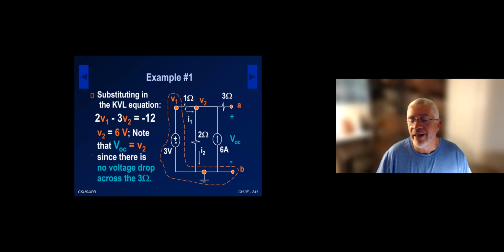And you can show that V2 is actually equal to VOC because there is no voltage drop across the 3 ohm because it has no current. If a resistor has no current, it has no voltage by virtue of Ohm's law. So the voltage VOC is actually V2. So VOC is V2 in this particular case.